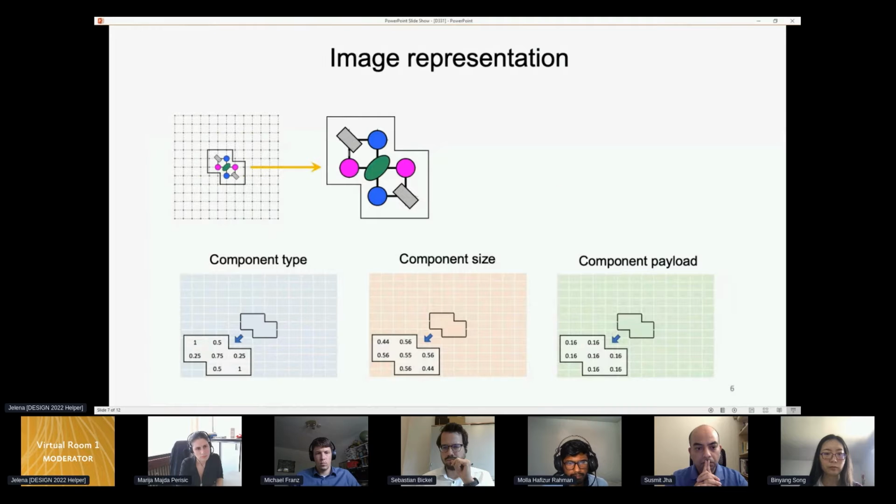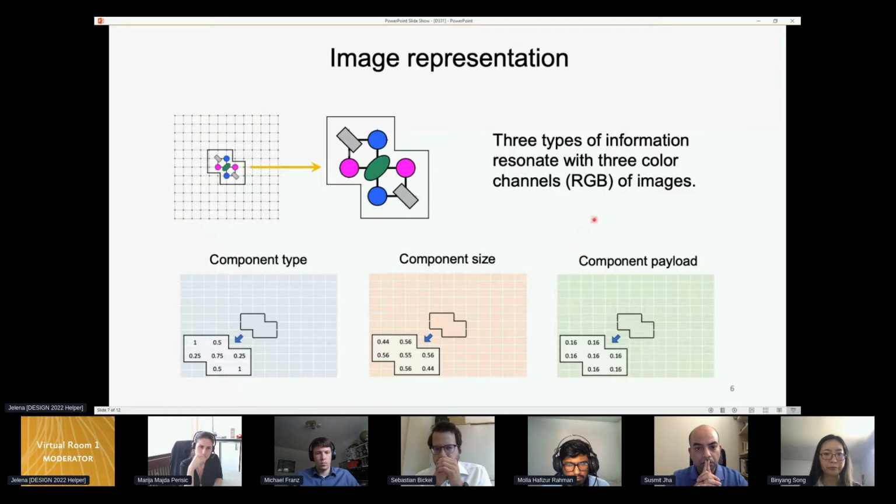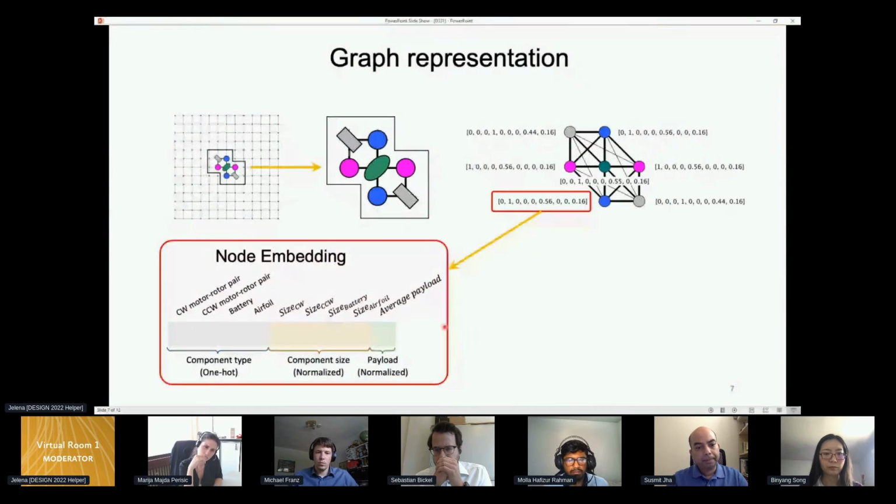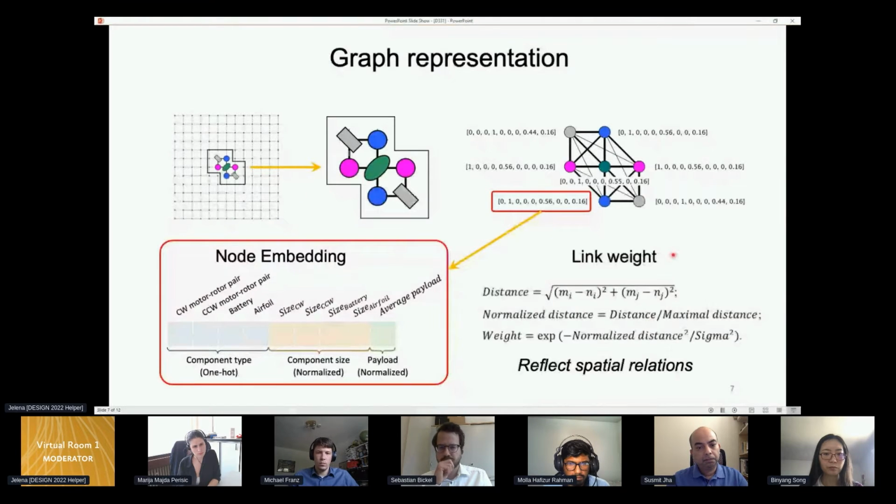In the image representation, the component type, component size, and payload at each node position are represented by 3 pixel matrices, resonating with the RGB 3 color channels of images. In the graph representation, the component type, component size, and payload information is conveyed in the node embedding, which is a non-dimensional vector. The positional relations between components are embedded in the link weights.